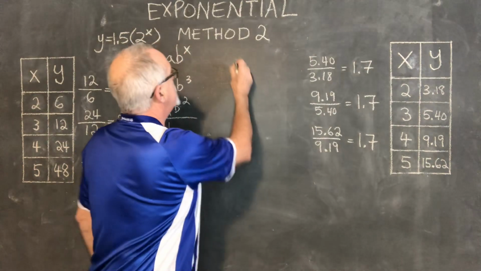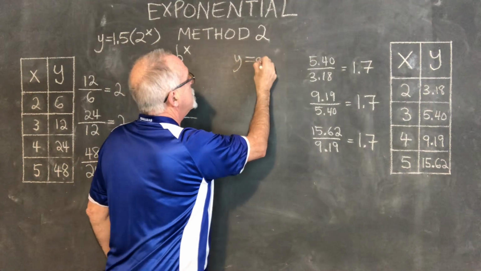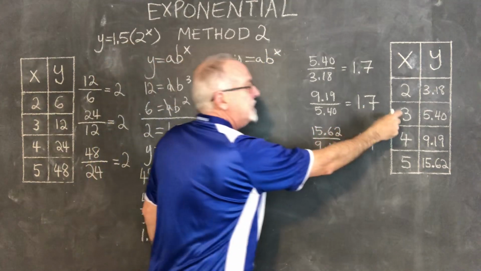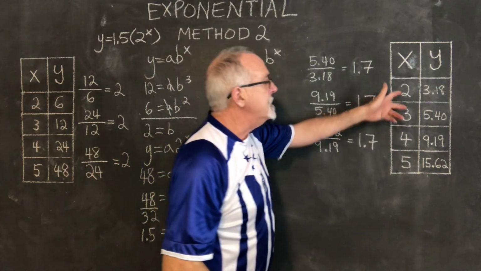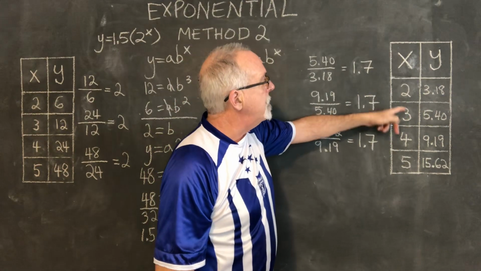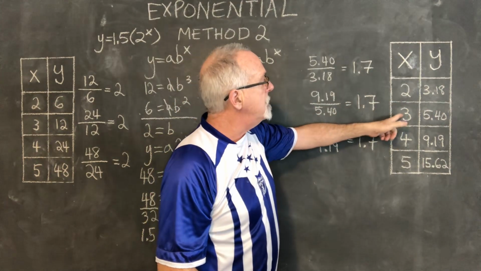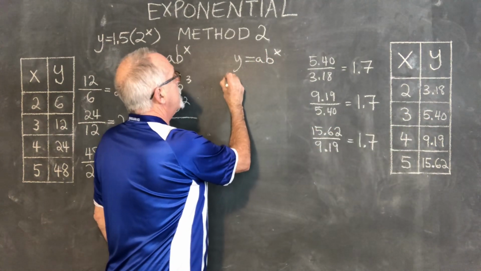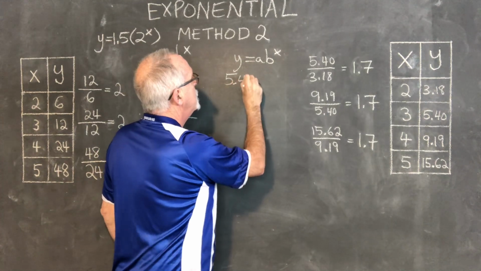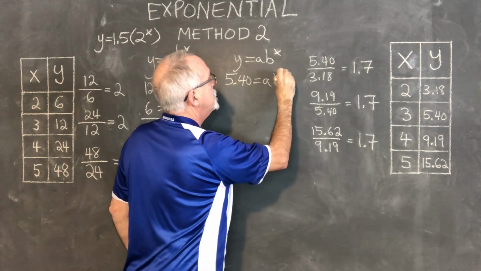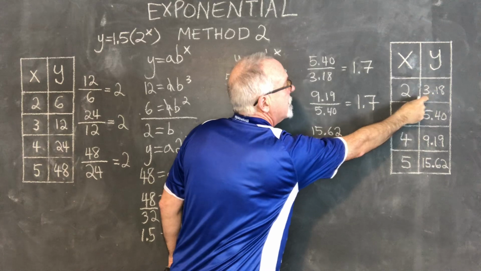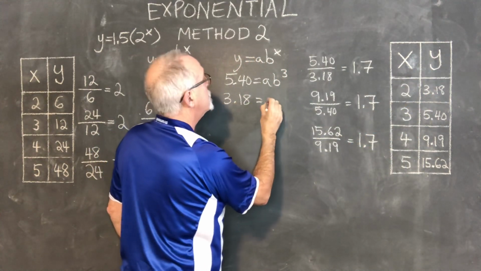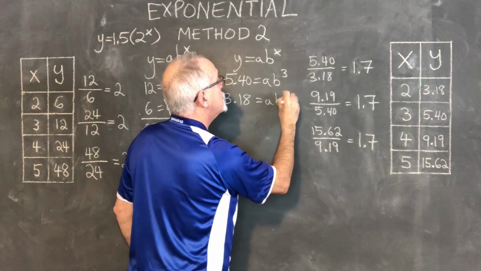Okay, first step, write the form. Y equals a times b to the x. Second step, pick 2 points. And again, I'm going to pick the easiest looking 2 points and put the bigger one on top. So I'm using the point 3, 5.40. X is 3, y is 5.40. And then when I plug that in, I have 5.40 equals a times b cubed. And then when I plug in the first point, I have 3.18 equals ab squared.